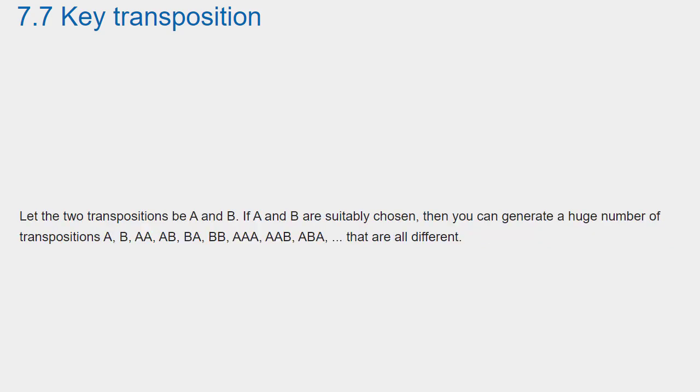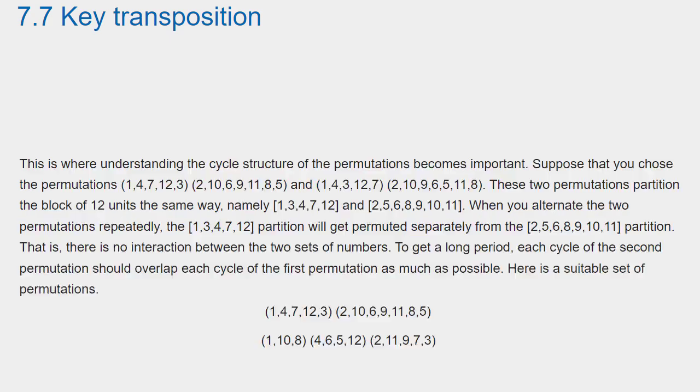Let the two transpositions be A and B. If A and B are suitably chosen, then you can generate a huge number of transpositions: A, B, AA, AB, BA, BB, AAA, AAB, ABA, that are all different. This is where understanding the cycle structure of the permutations becomes important.